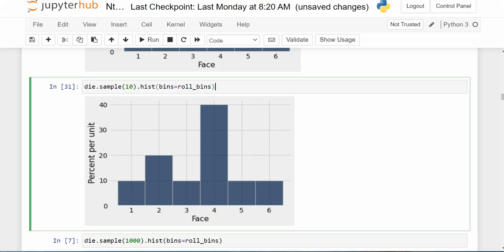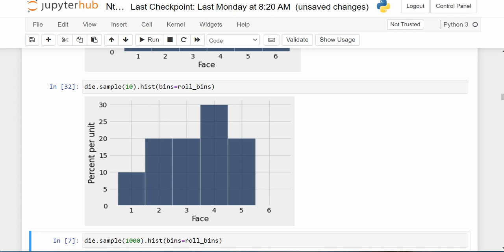We can do it again, and we'll get a slightly different picture. See, now here, the 4s seem to have gotten rolled a lot, but so did the 2s, the 3s, and the 5. The 6 didn't get rolled at all, and there were a couple of 1s. Okay, so we got a very different distribution the second time.